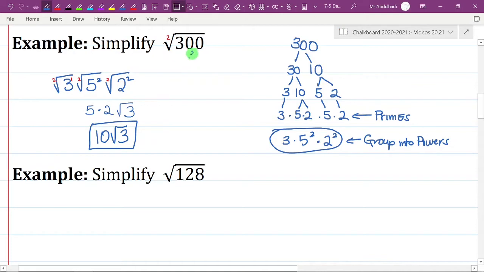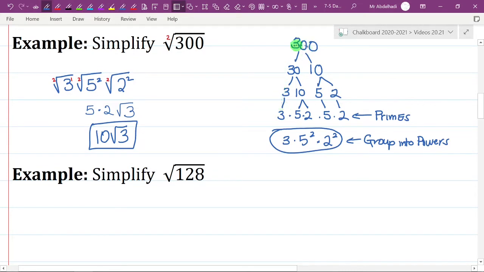So if you can find a perfect square like 100 times a prime number, which is important here, then go ahead and do that. That's a shortcut. But most of the time, you're going to want to use the factor tree because it's foolproof.